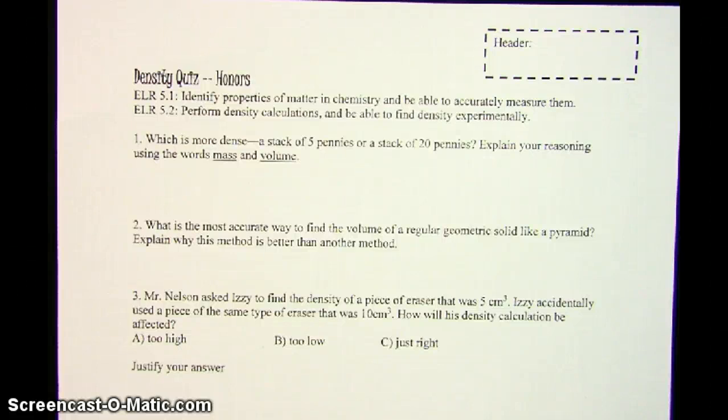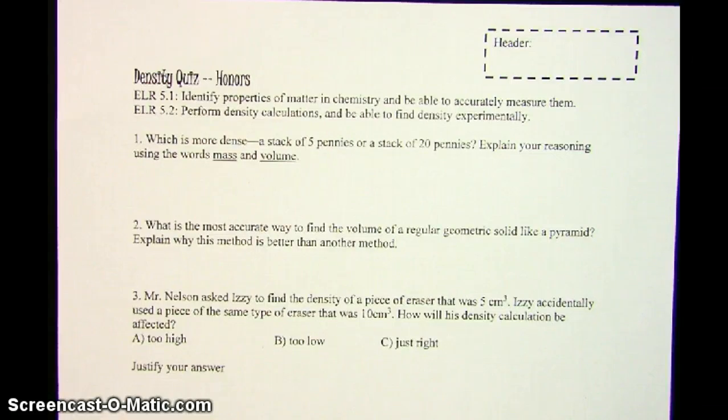Hello 8th graders, I want to take just a moment to explain some of the answers on your density quiz. As I go along, I need you to have your quiz in front of you, and if you have any questions for me that you think of while listening to this, please write those down so that you can ask me later when I get back.